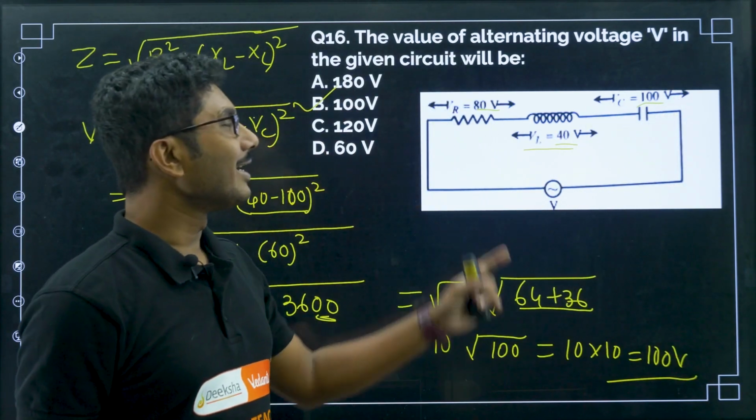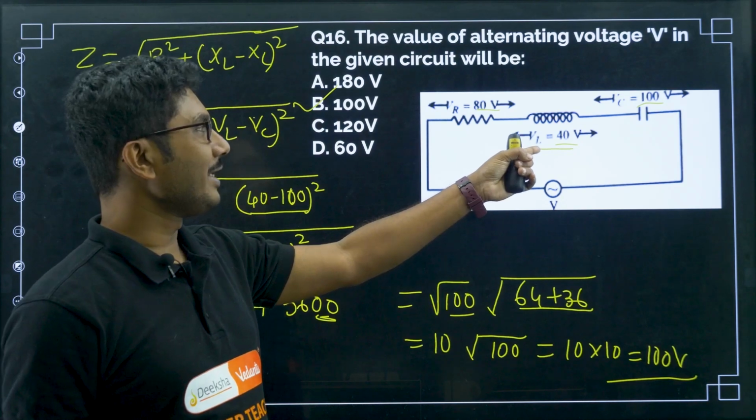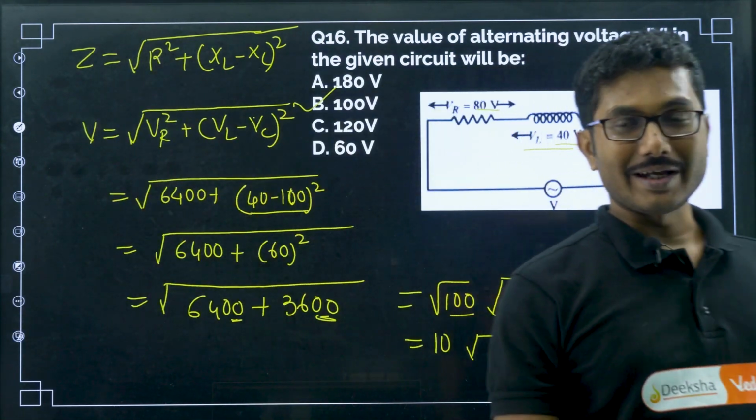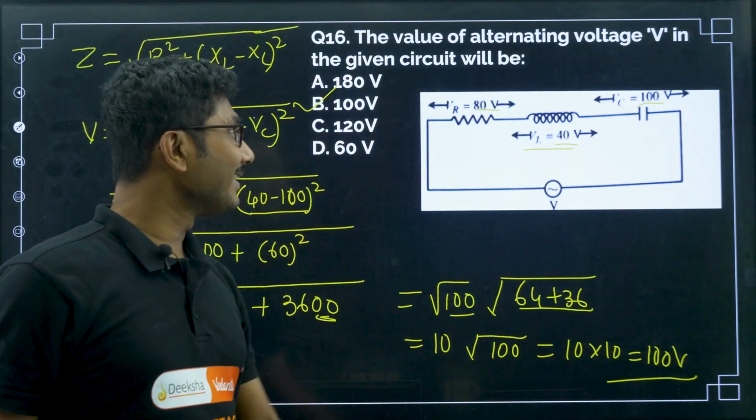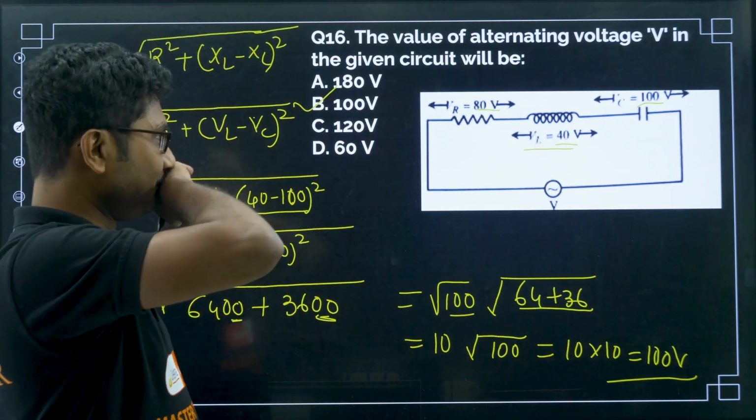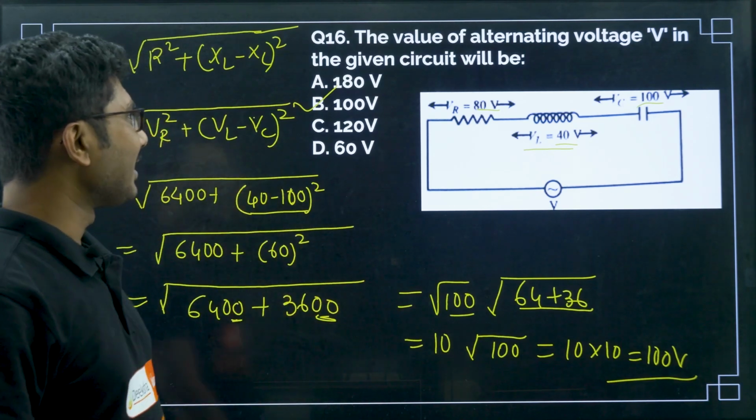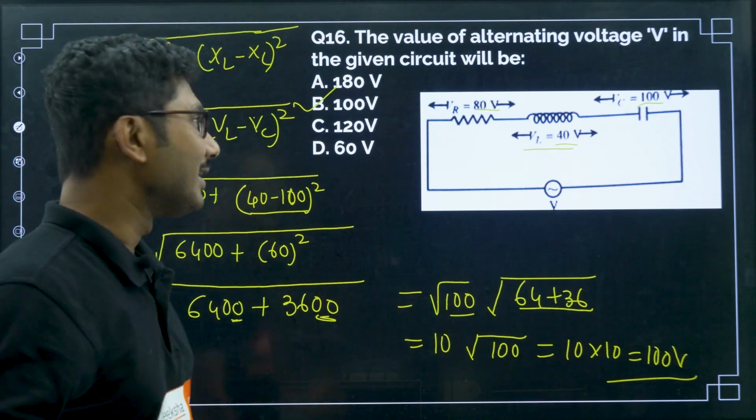It is very typical to think that 80 plus 40 is 120, 120 plus 100 is 220, and it is a common household voltage. Actually, it is not. Unfortunately they have not given the 220 option, since this is from one of the previous year questions. But in the final exam, definitely they will give you the 220 option.